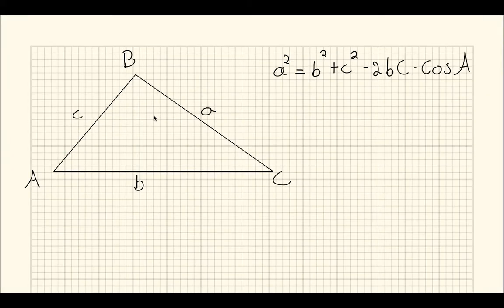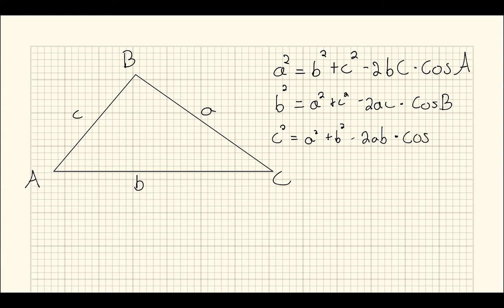You can do the same thing for b. Okay, if you tried to find b squared, you just use the other two sides, which are a squared and c squared, minus 2ac times the cosine of angle B. Okay, these should always match up, this a with big A, this b with big B. And then if we're trying to find c, again, the other two sides are a squared and b squared minus 2ab times the cosine of C.